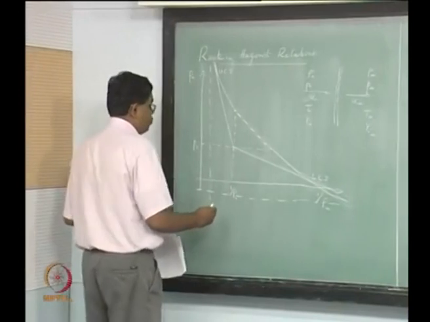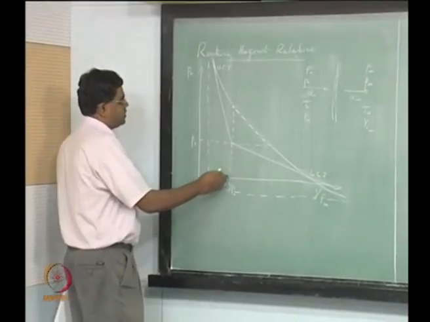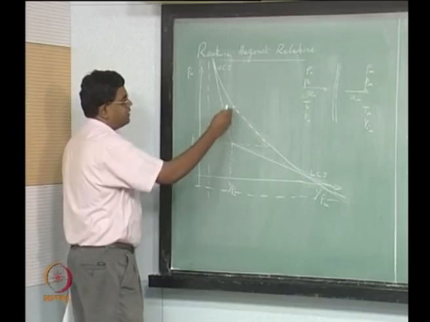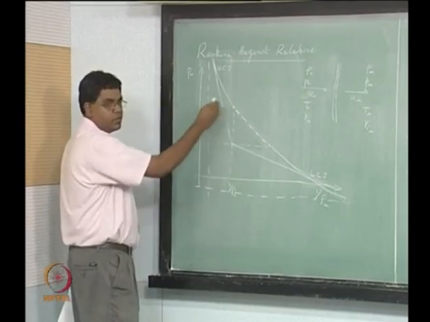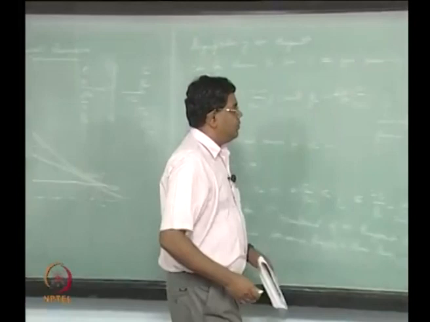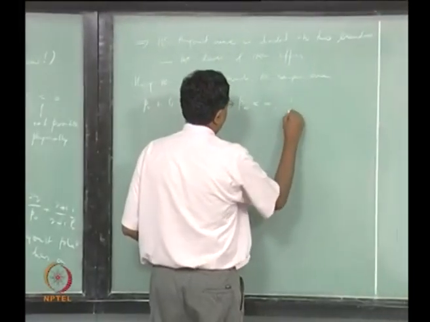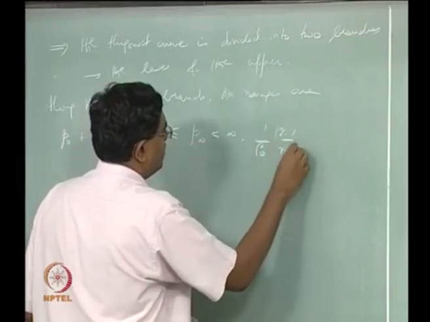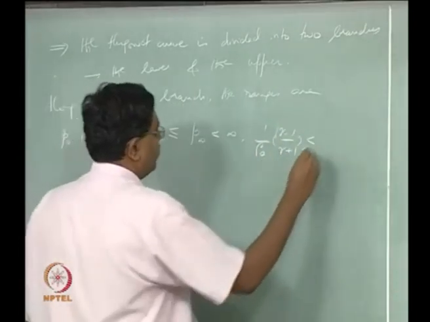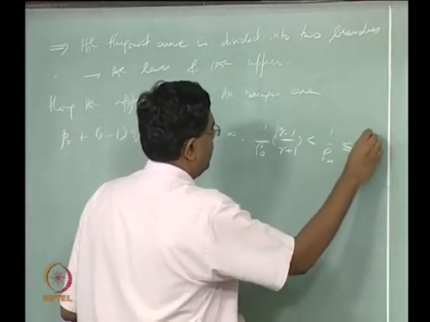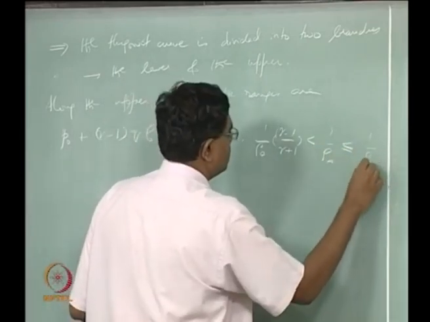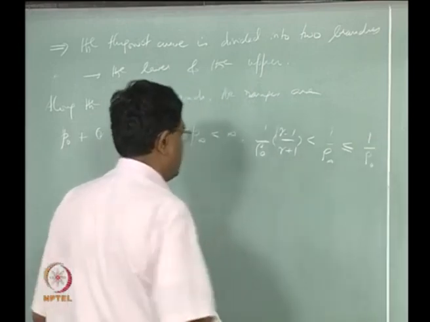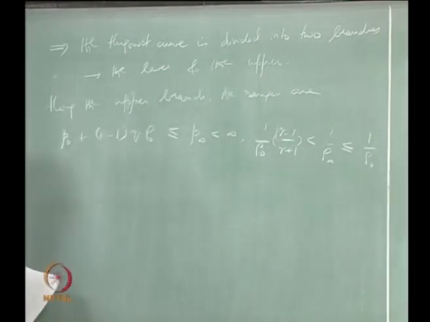And this is as far as the P infinity is concerned, and of course the lowest value of 1 over rho infinity that you can get is the asymptote, and the highest value is 1 over rho naught itself. That's very easy for you to figure out, right. So again, we can write 1 over rho naught times gamma minus 1 divided by gamma plus 1 less than 1 over rho infinity less than or equal to 1 over rho naught. That is the range for 1 over rho infinity along the upper branch.